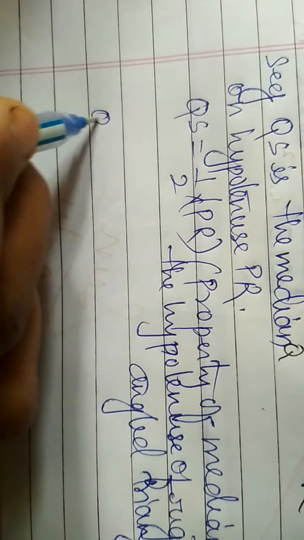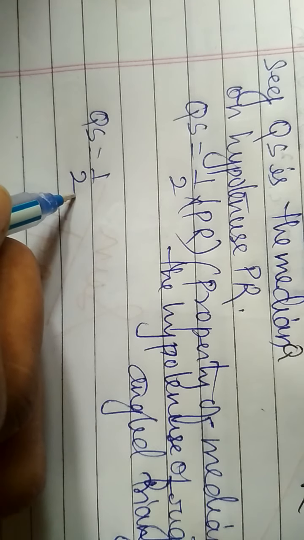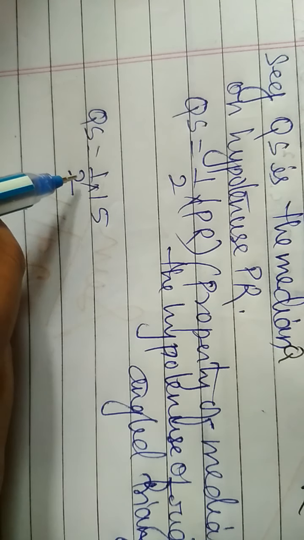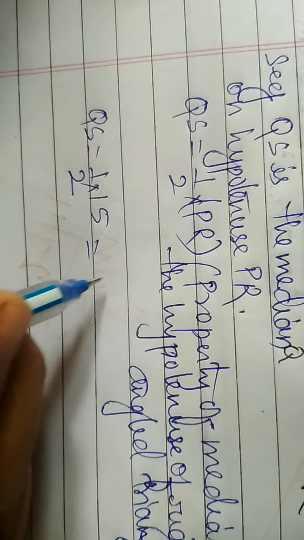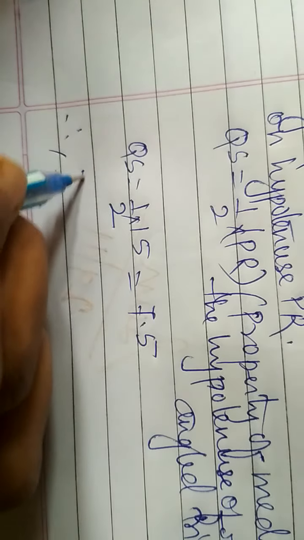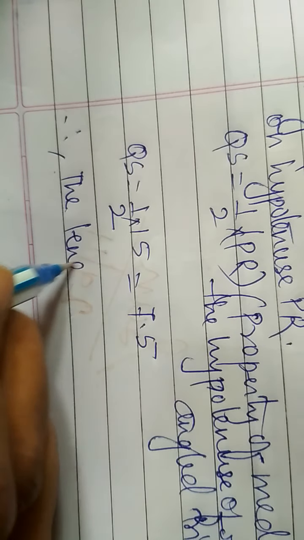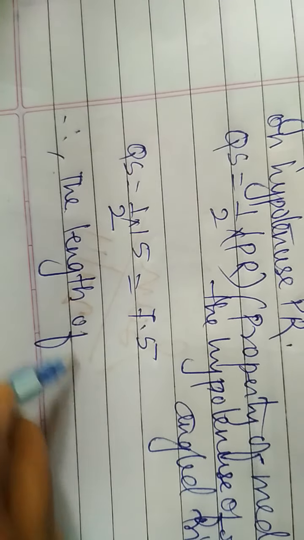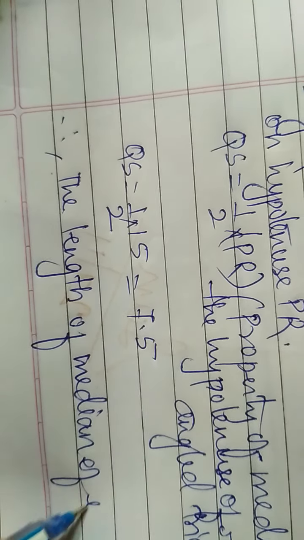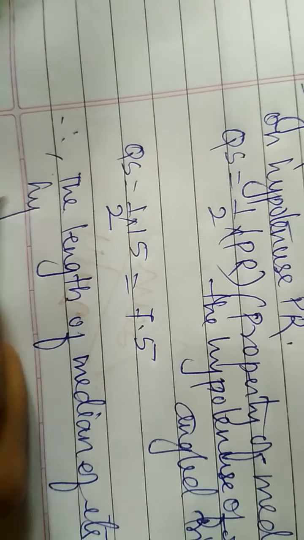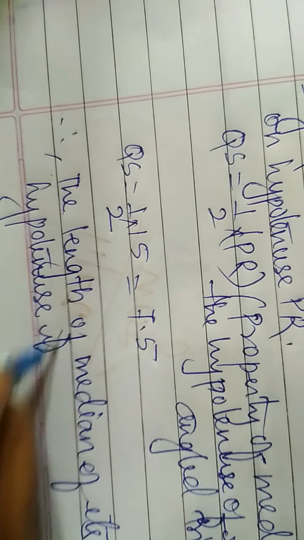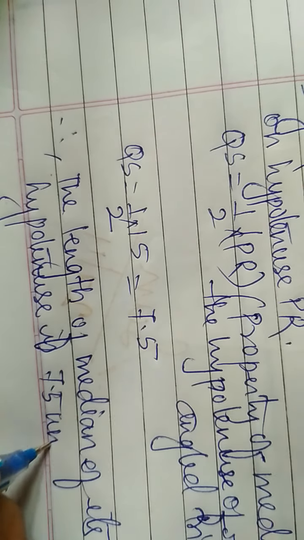Now, QS will be equal to half of PR. PR is given as 15, so half of PR means half of 15, which is 7.5. Therefore, the length of the median on its hypotenuse is 7.5 units.